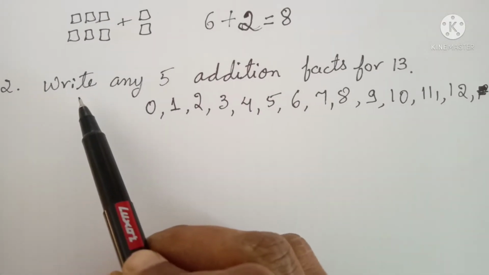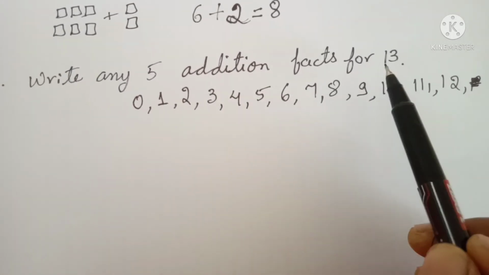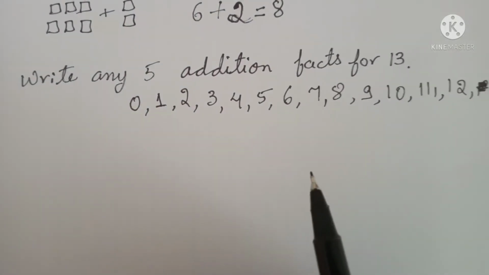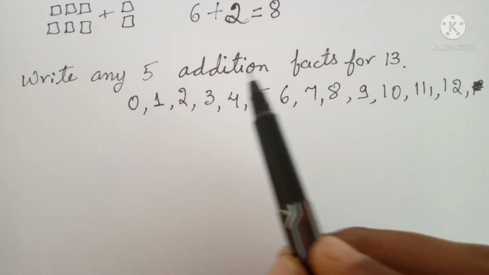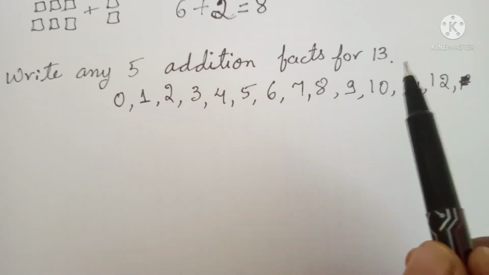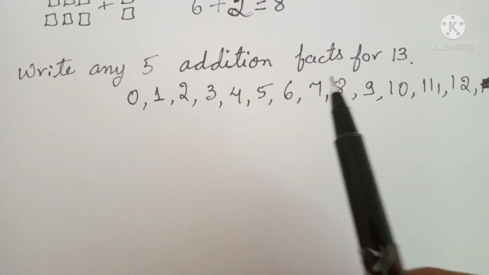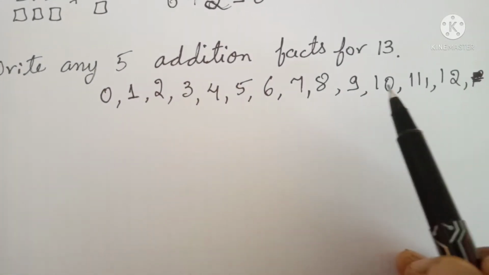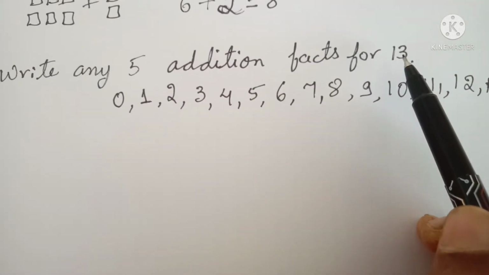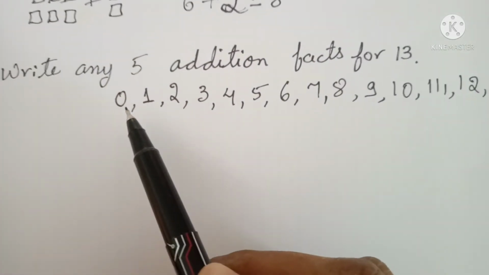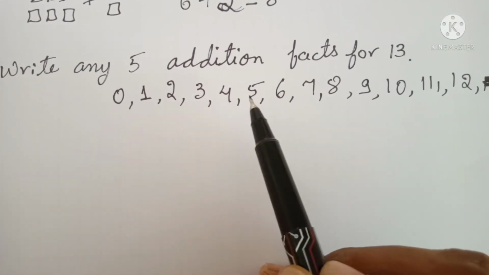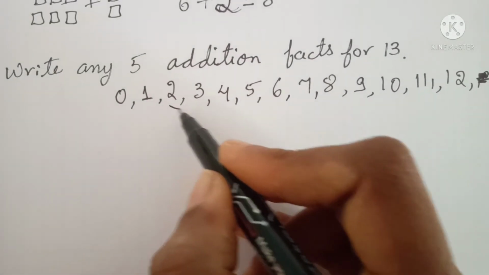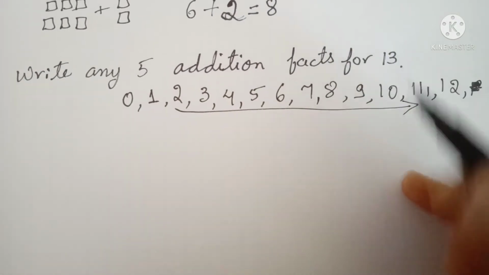Second question is, write any 5 addition facts for 13. So, how to write the addition facts for 13? Let us learn. Children, before we write the addition facts for 13, first let us list out all the numbers which are less than 13. Here, I have listed out the numbers which are less than the number 13. Those are 0, 1, 2, 3, 4, 5, 6, 7, 8, 9, 10, 11, 12. So, these are the numbers which are less than 13.